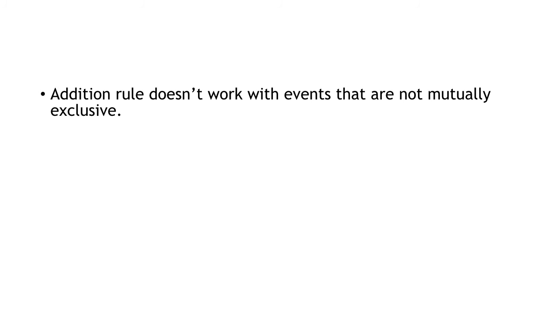So if you try to run the addition rule on events that aren't mutually exclusive, like rain in the morning and rain in the afternoon, or Trump getting elected and a Republican getting elected, or Biden getting elected and a Democrat getting elected, then you're going to get really stupid results, right? So only use the addition rule for disjunctions with events that are mutually exclusive. Otherwise, dumb stuff happens.